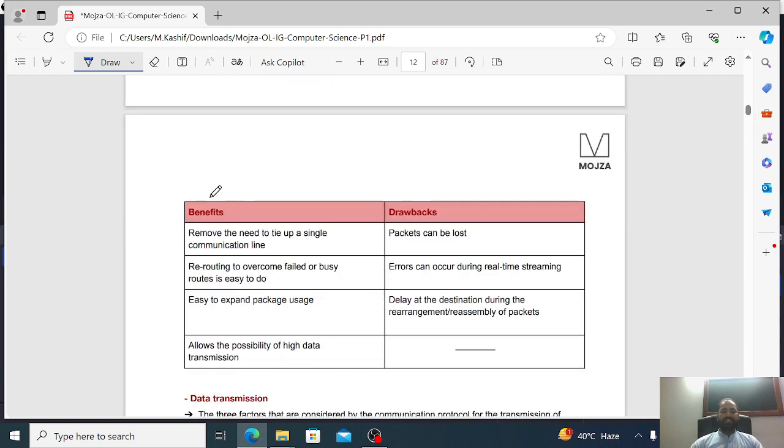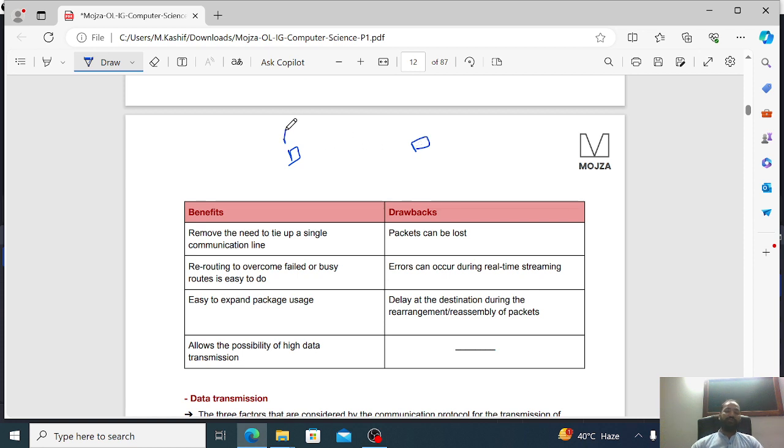So next, what are the benefits of using data packets for data transmission? And what are the drawbacks? Remove the need to tie up a single communication line. What is meant by a single communication line? Sorry, this one is single, not signal.